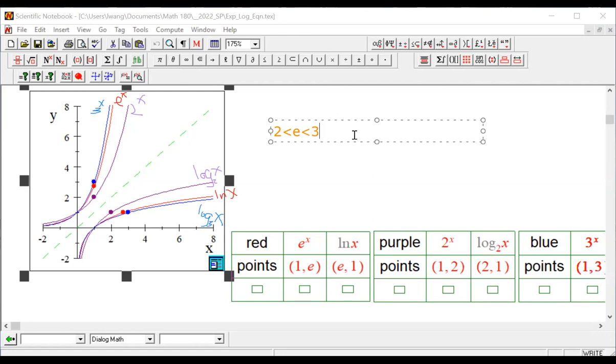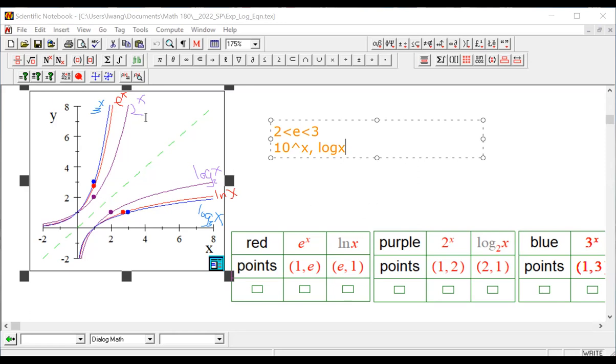And if you are graphing 10 to the power x, and log x, common log x, where do you think they're going to be? You guessed it, right?